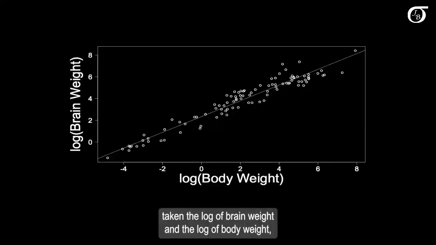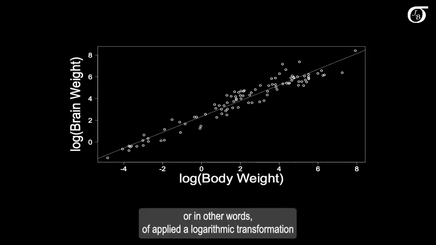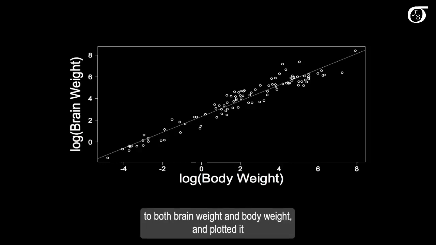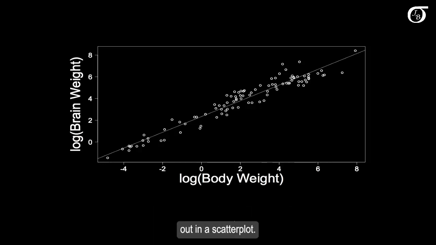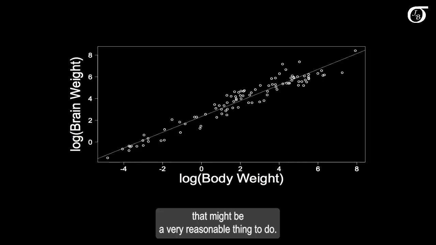Here I've taken the log of brain weight and the log of body weight, or in other words, I've applied a logarithmic transformation to both brain weight and body weight and plotted it out in a scatter plot. I've used natural logs here, but we get a similar type of plot if we used logarithms with a base of 10 or any other base. And here this logarithmic transformation has resulted in a very straight line. So in this situation, if we did a regression of log of brain weight on log of body weight, that might be a very reasonable thing to do.